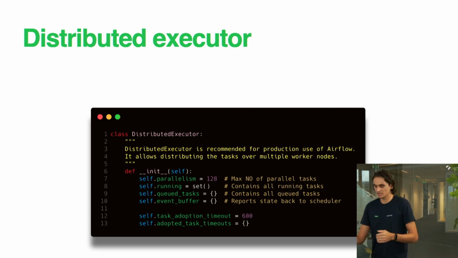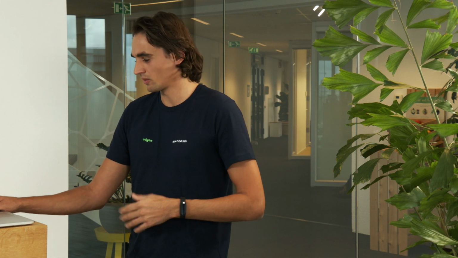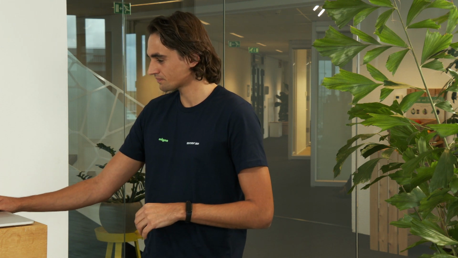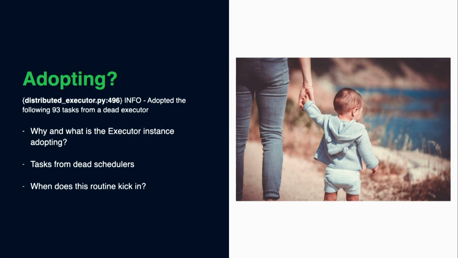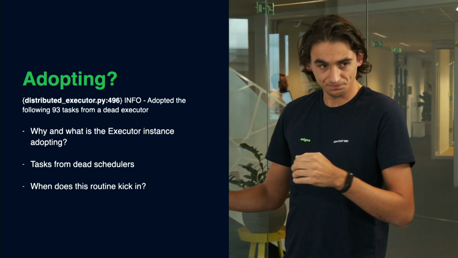What is interesting is the last two variables. It's talking about adoption. And at the time when I saw this, it was like, okay, but what is this adoption? What are we talking about? Well, they weren't talking about adopting kids, but they were talking about adopting tasks from a dead scheduler. So why is it actually adopting tasks from a dead scheduler?